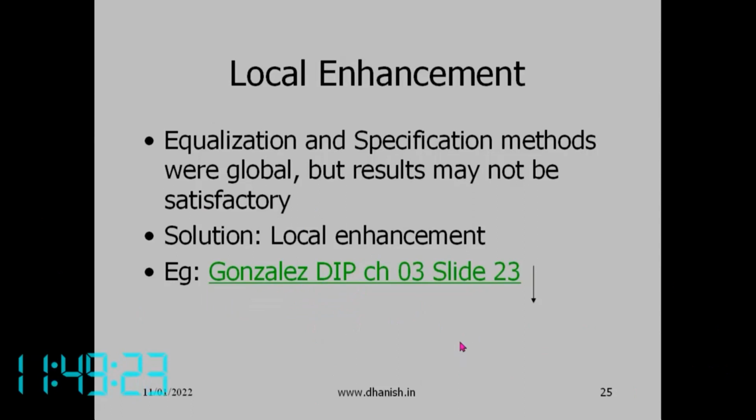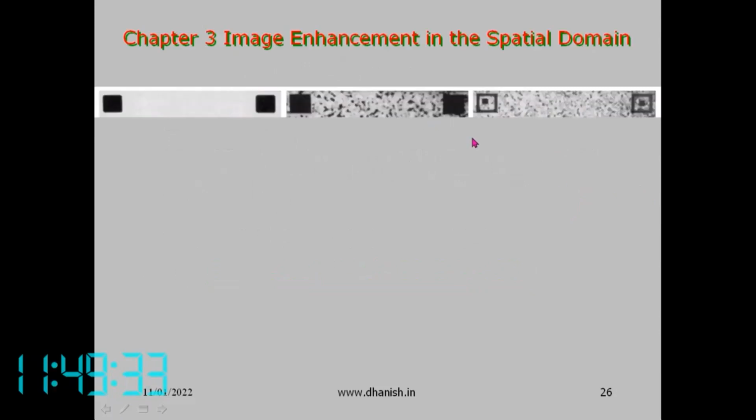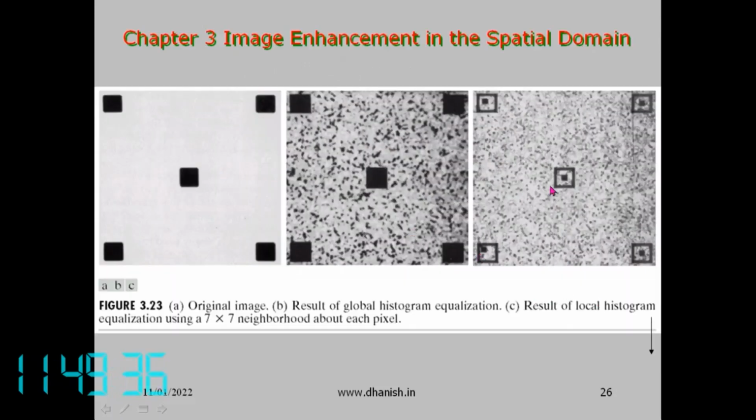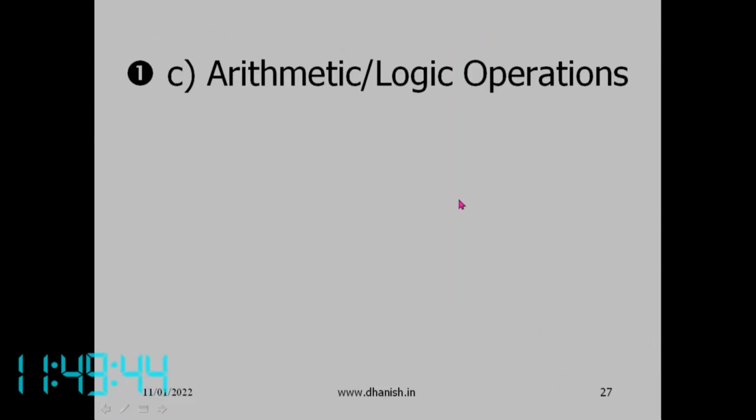So this is the local advantage. You divide the image into regions. In each region, you apply histogram equalization. The advantage of histogram equalization is that it is automatic. You don't have to do anything. So this is the application of local histogram equalization. You apply it on this region, and you can enhance this boundary as well as the center part.